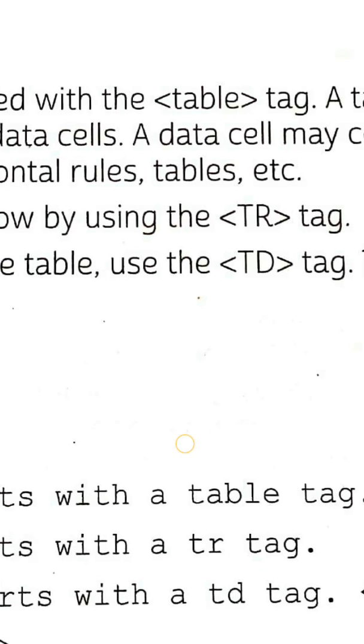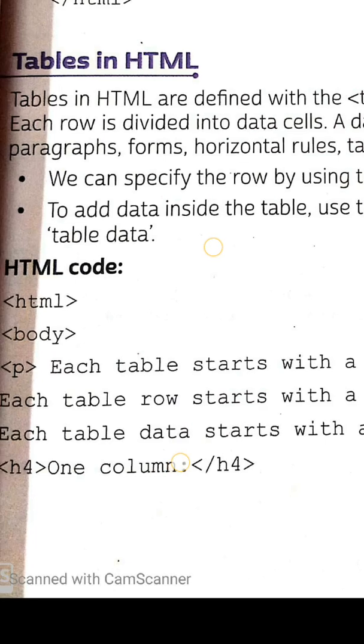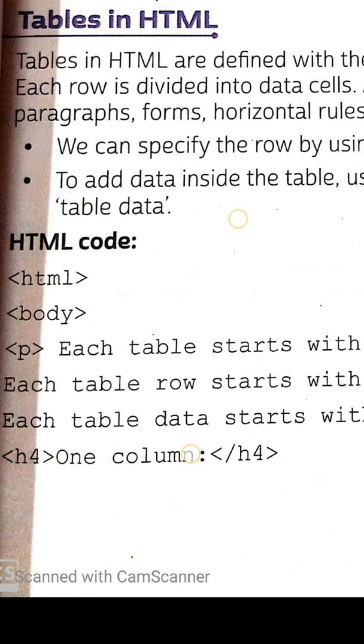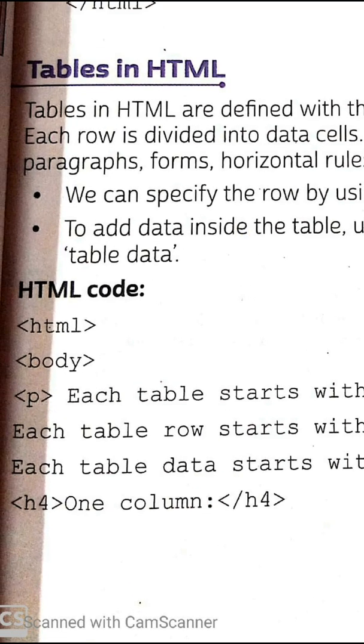So let us see one example of how to give the HTML codes. You can even take out your textbook, page number 41. First you have to write the HTML, then body, then paragraph. Each table starts with which tag? Table tag. Each table row starts with the TR tag, and each table data starts with the TD tag. Then your paragraph is closed.